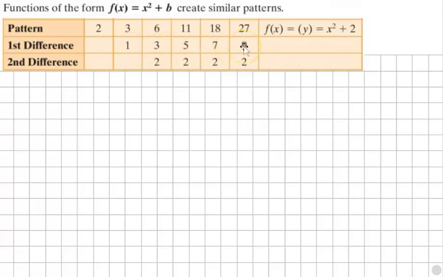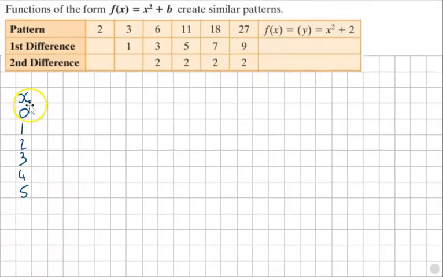So then we have a look at the difference between the first differences. So to get from 1 to 3 we add 2, to get from 3 to 5 we add 2, to get from 5 to 7 we add 2, and so on. So since the second difference is the same, our function is quadratic. Now it's not because it's a 2, it's because it's the same. It could easily be a 3. The second difference could be a 3 or a 4 or a 5 or a 6, and it would still be quadratic.